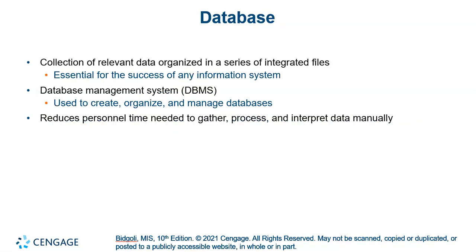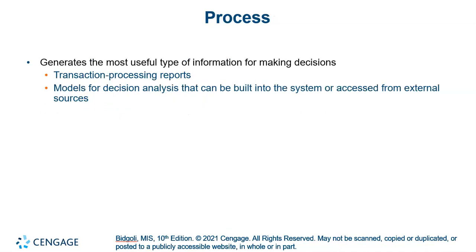So to process it, it needs to go into a database. A database is just all the data organized in a series of relevant and intelligent files. This is how we form our MIS, and we have database management systems, DBMS, and these are programs that create and organize and manage all this data for us and turn it into something usable. But what really makes it usable is the process side of it.